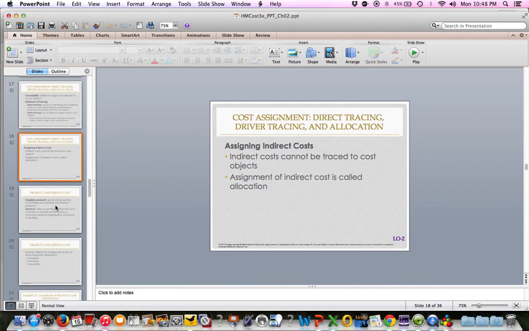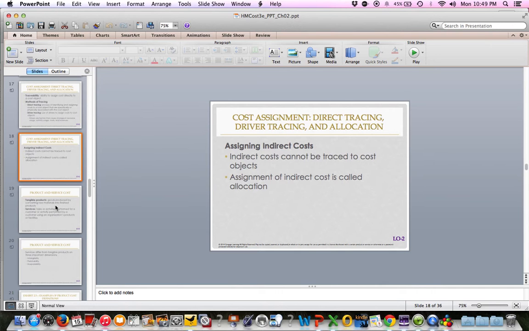So that support crew is indirect cost, right? Because you cannot take any of their cost and directly assign it to one specific desk that was manufactured, because they're there supporting all the desks that have been manufactured. So they're more indirect. So indirect costs cannot be traced to cost objects. An assignment of those indirect costs is called an allocation.